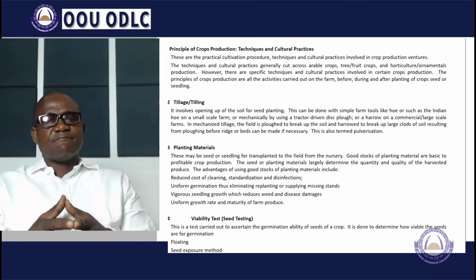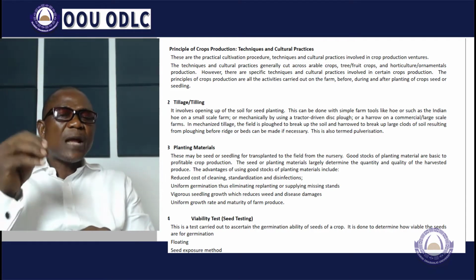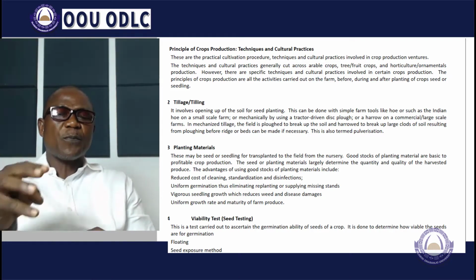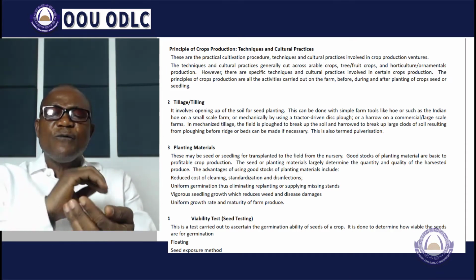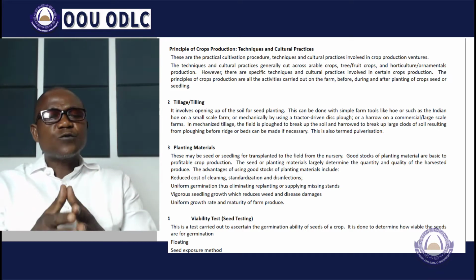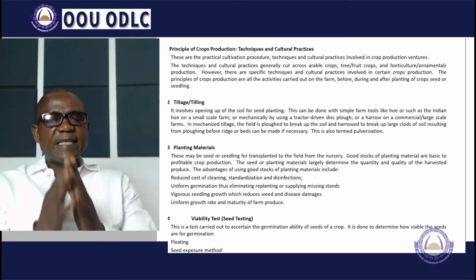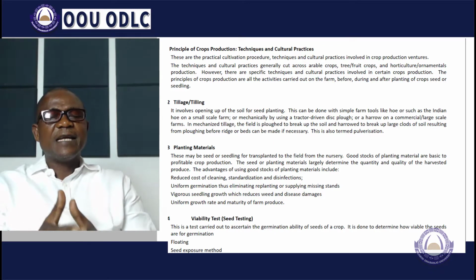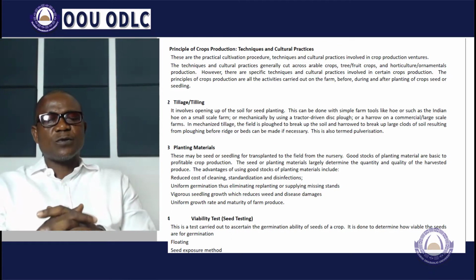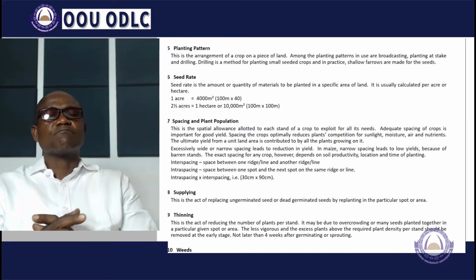This is a test that is carried out to ascertain the germination ability of seeds of a crop. It is done to determine how viable the seeds are for germination, and this could be done through the floating method, seed exposure method, and the laboratory test method, which could be both indoor and outdoor.